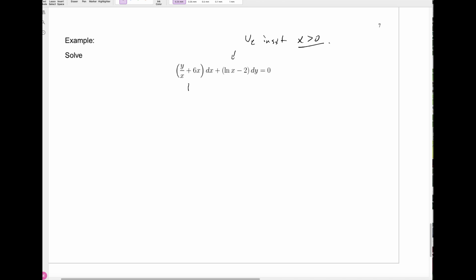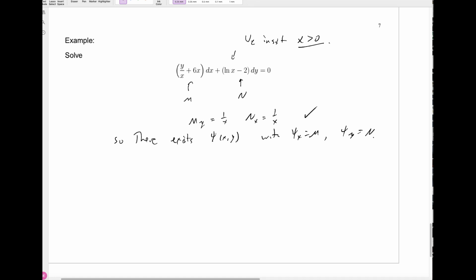Well, again, if I call this M and this N, then we can check M sub y is exactly 1 over x, and N sub x is exactly 1 over x. Notice that they're the same, so I'll just put a check here. That means there will exist a function C of x, y with C sub x equals M and C sub y equals N. Can we find it? Yes, we do the exact same thing as we did in the previous example.